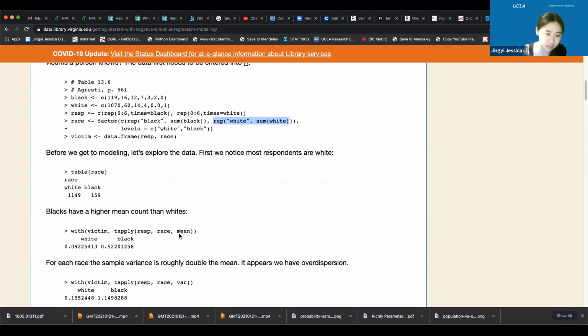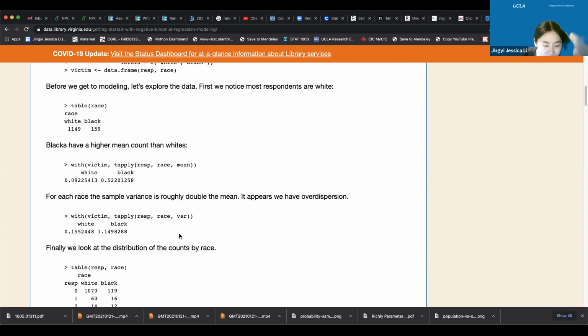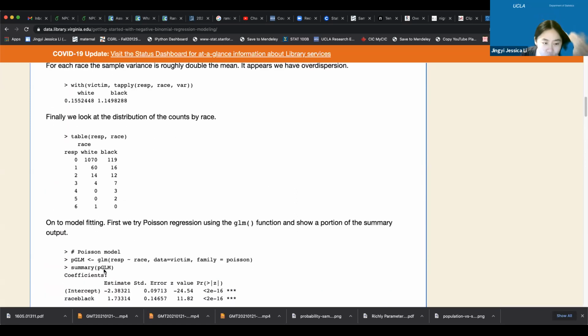What this first did, and I'm going to skip some of the details, is run a Poisson regression. The difference between Poisson regression and negative binomial regression is that in Poisson regression, you're assuming the counts given the mean are distributed as Poisson. So the variance must be equal to the mean.